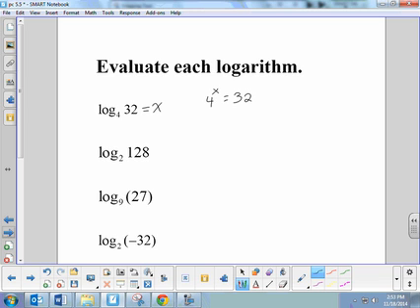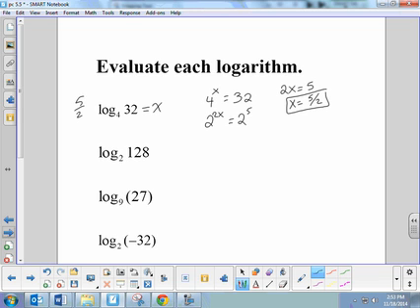And I'm going to think back to previous lessons. When we had an x in the variable, I would try and rewrite them using the same base. 4 can be rewritten as 2 squared. 32 can be rewritten as 2 to the 5th. I have the same base, so I can set my exponents equal to each other. 2x equals 5, or x equals 5 over 2. So if I were going to evaluate that, it's 5 over 2.